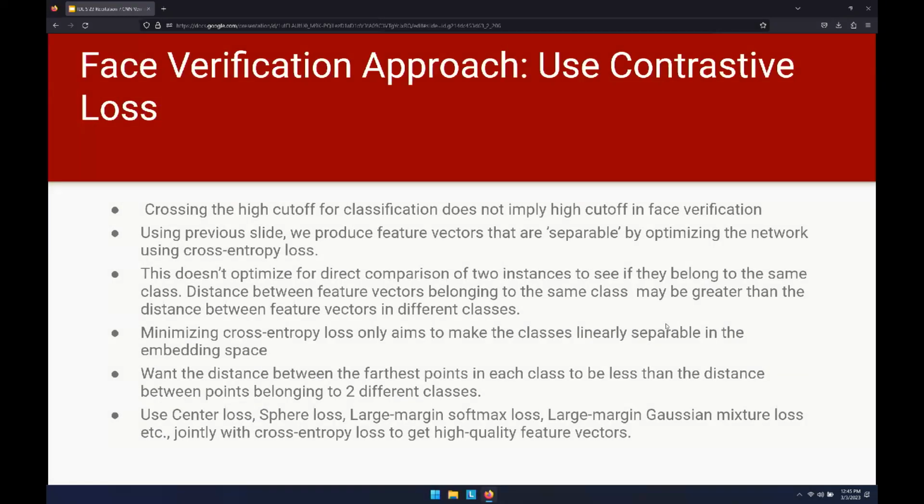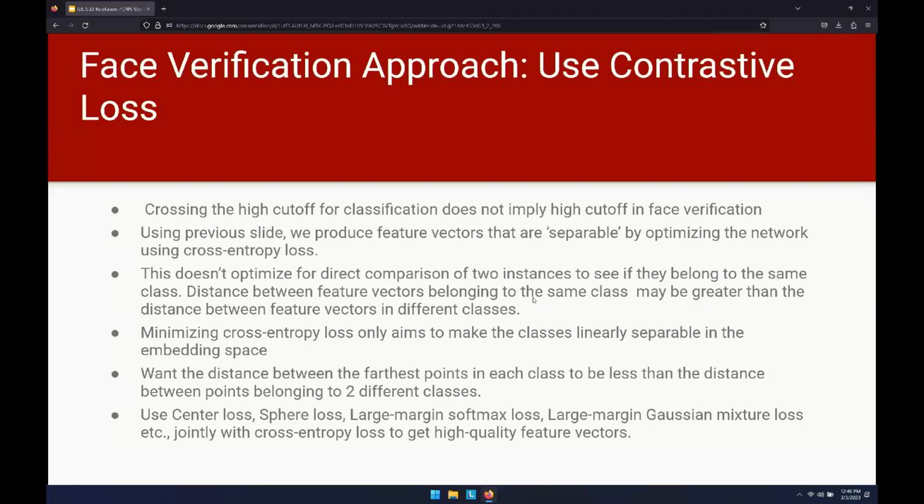However, we also noticed that crossing the high cutoff for this classification task does not imply that you will cross the high cutoff for face verification. And this is because, as we discussed before, we produce feature vectors that are linearly separable by optimizing the network using cross-entropy loss in our classification task. But this does not optimize for direct comparison of two instances to see if they belong to the same class or not. Because as we talked about before, when we talked about intra-class distance and inter-class distance, the distance between feature vectors belonging to the same class may be greater than the distance between features in different classes. And this is not something that minimizing cross-entropy loss will allow you to fix.